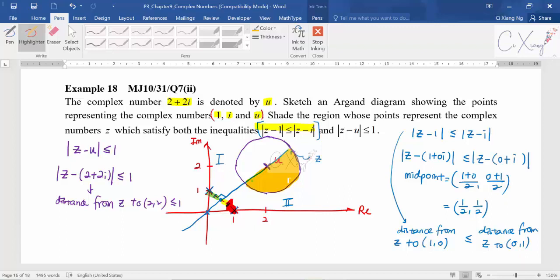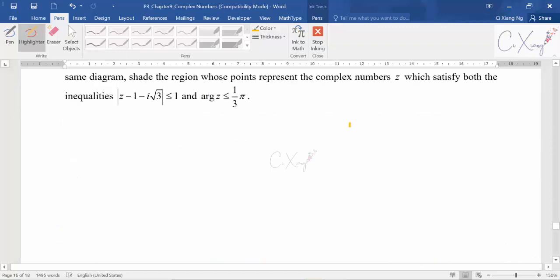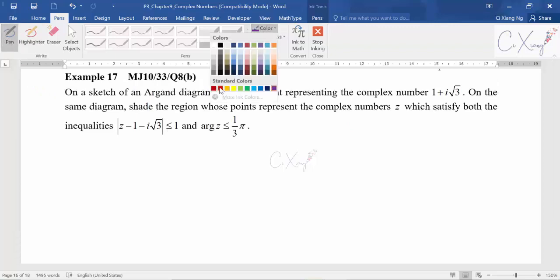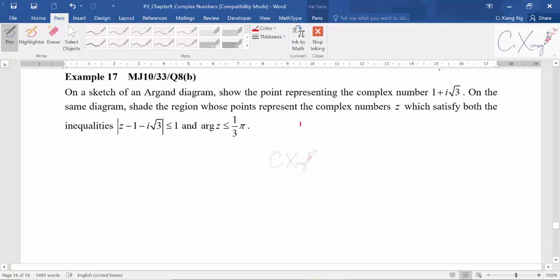So I hope that you roughly know how to sketch the area correctly, especially for the perpendicular bisector one. A lot of students might not know how to decide. So spend some time and try to understand. This is what we have for example 18. If you can, pause the video now and attempt example 17 first. Then I will straight away sketch the answer of example 17 for you without discussing it with you. I hope that you can actually get the answer. Example 17 is not hard actually.